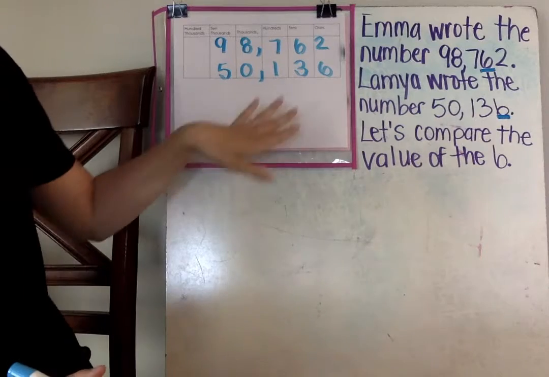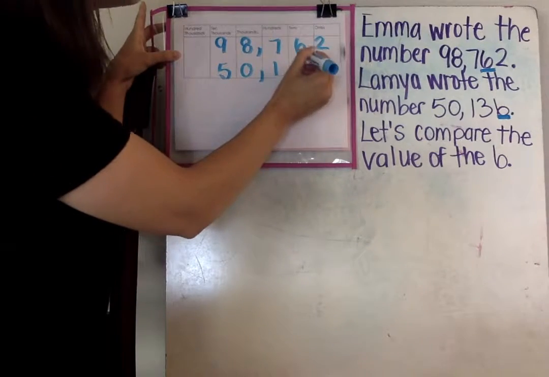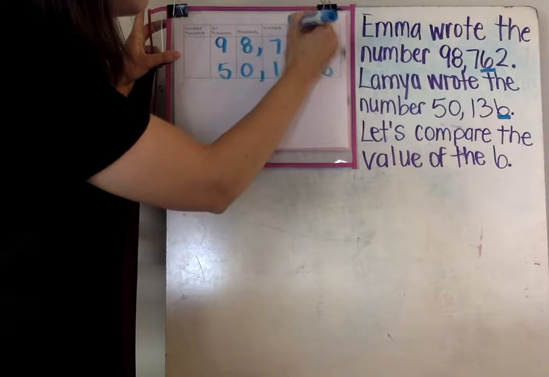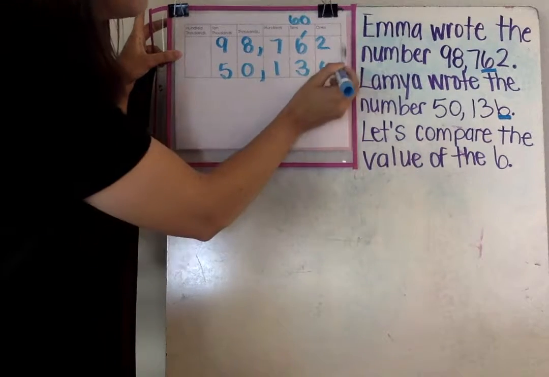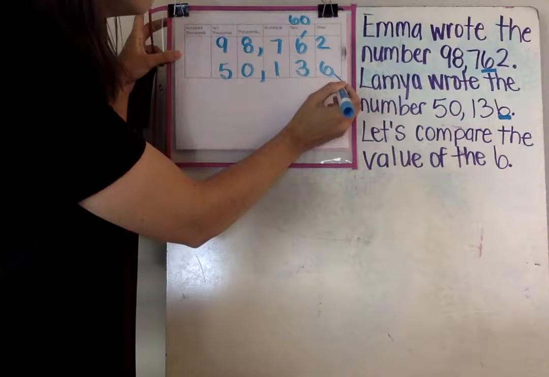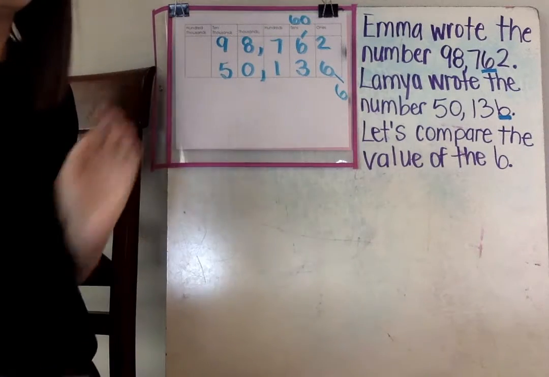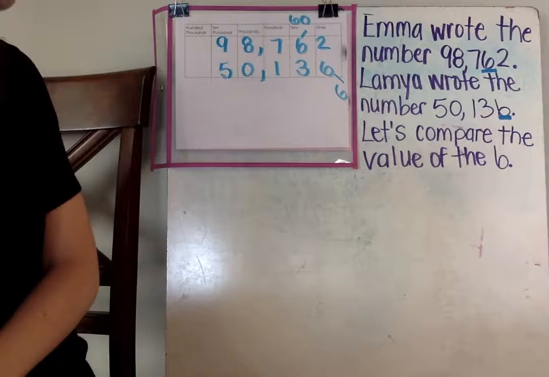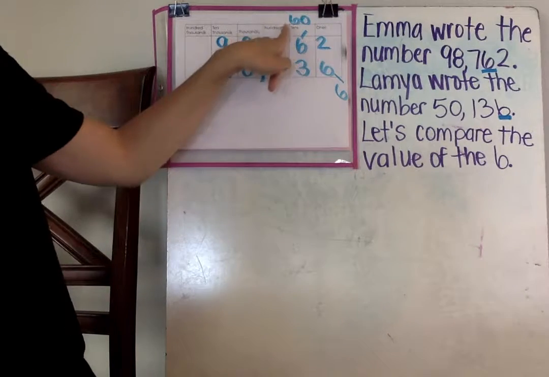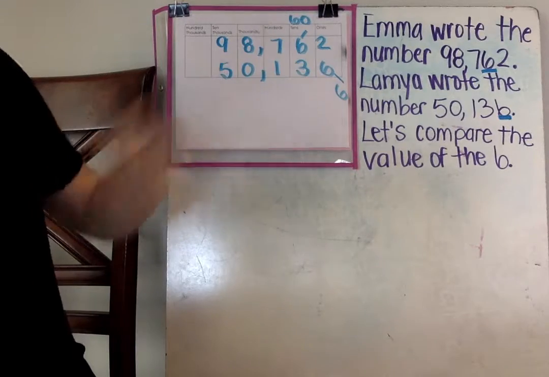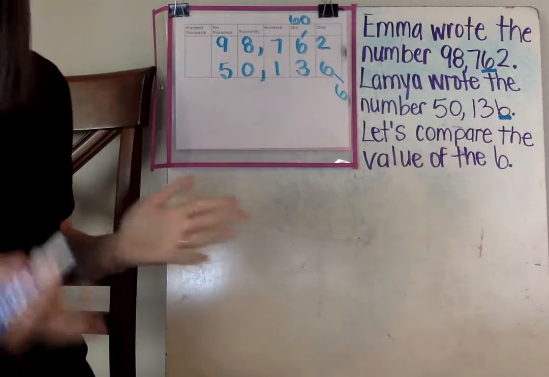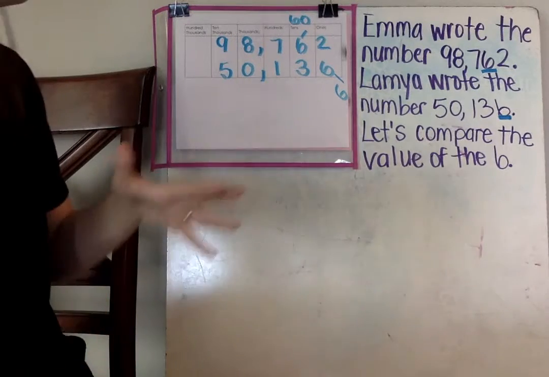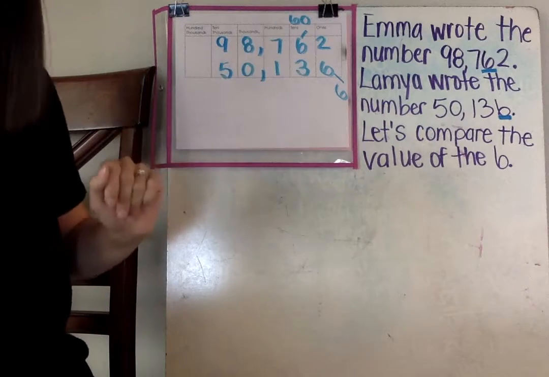Okay, so we were looking at the 6s, and you already told me that this 6 that Emma wrote was worth 60. And the 6 that Lamaya wrote was worth 6. So we're looking at 60 and 6. Now, can you tell me what is bigger? What is greater, 60 or 6? Well, of course, 60 is greater. Well, how many times greater is 60 than 6?